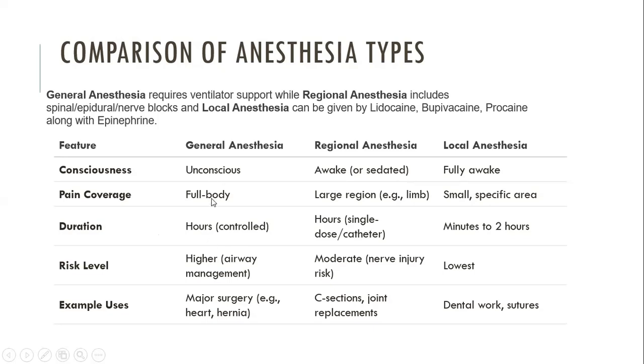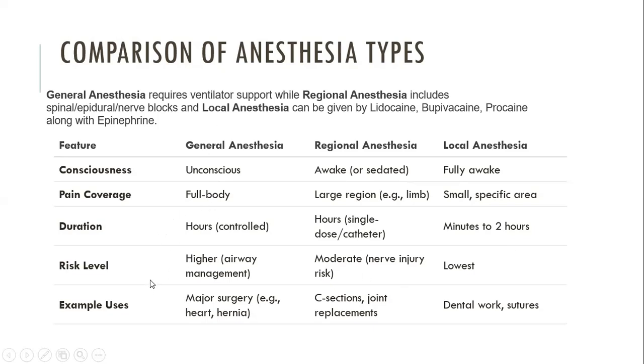Duration: general anesthesia can continue for hours and it is controlled. Regional anesthesia lasts for hours and is usually given as a single dose or it can be given through a catheter. And local anesthesia is for a smaller span of time, and it continues for minutes to 2 hours.